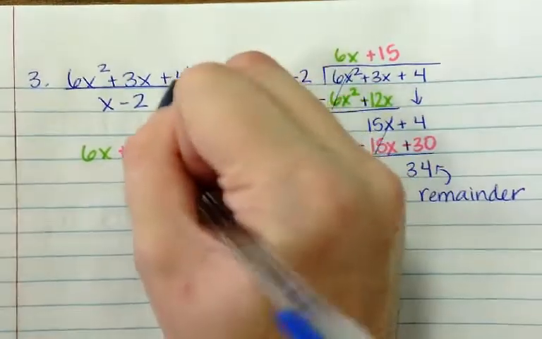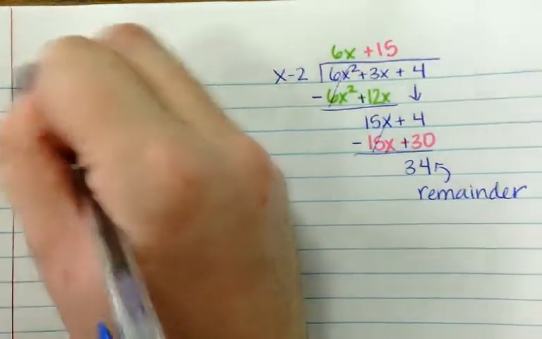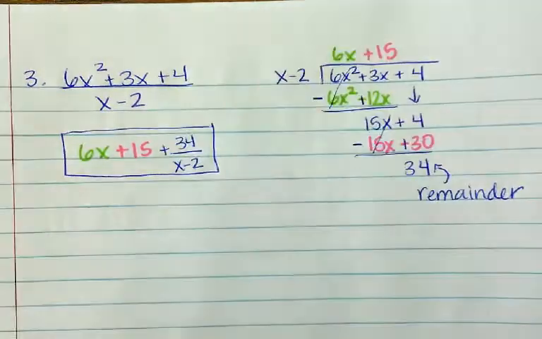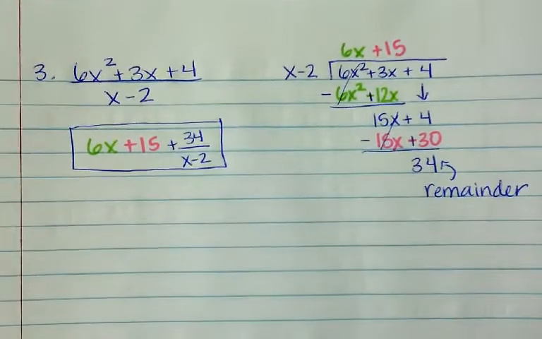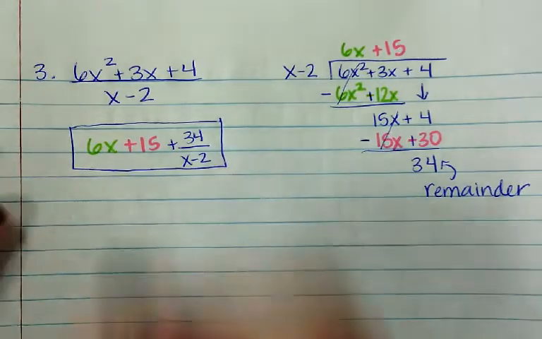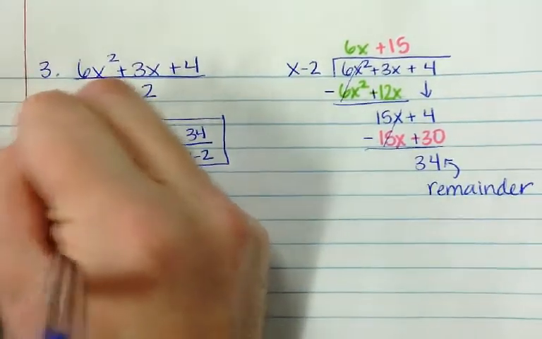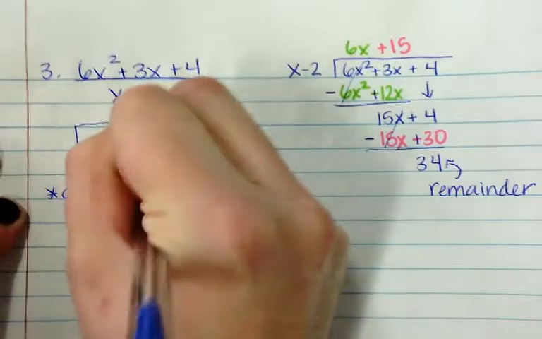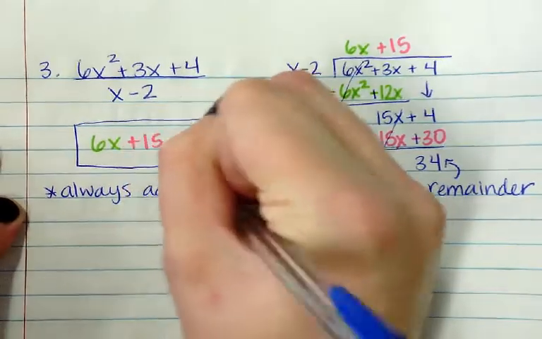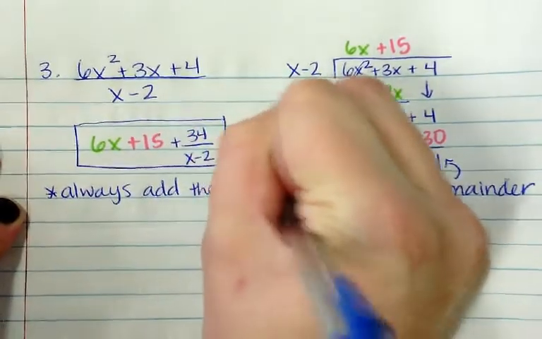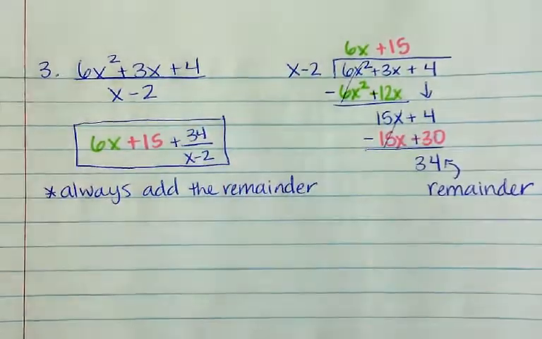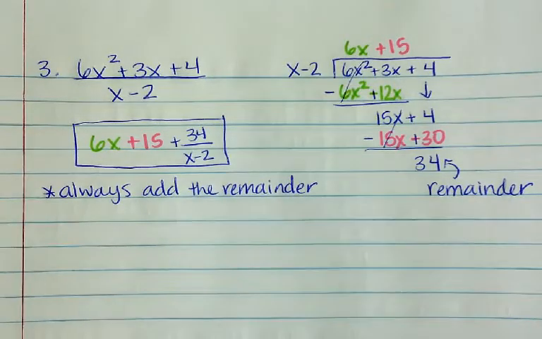And something that's important to note here is you always add the remainder. Okay? You always add the remainder. Even if negative 34 was my remainder, then I would say plus negative 34 over x minus 2. You always do a plus right here. Okay? This is always a plus. You always add your remainder.